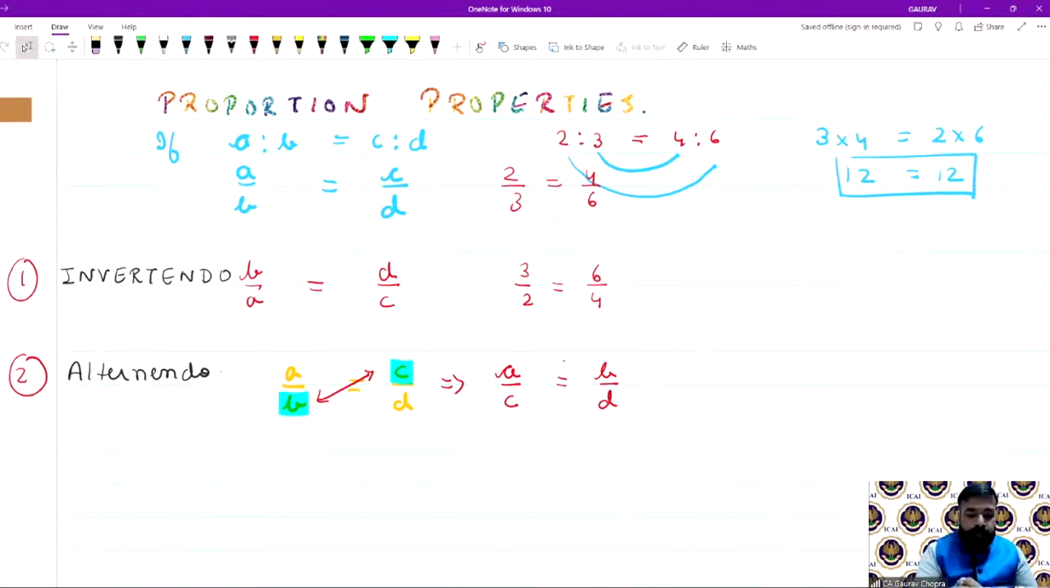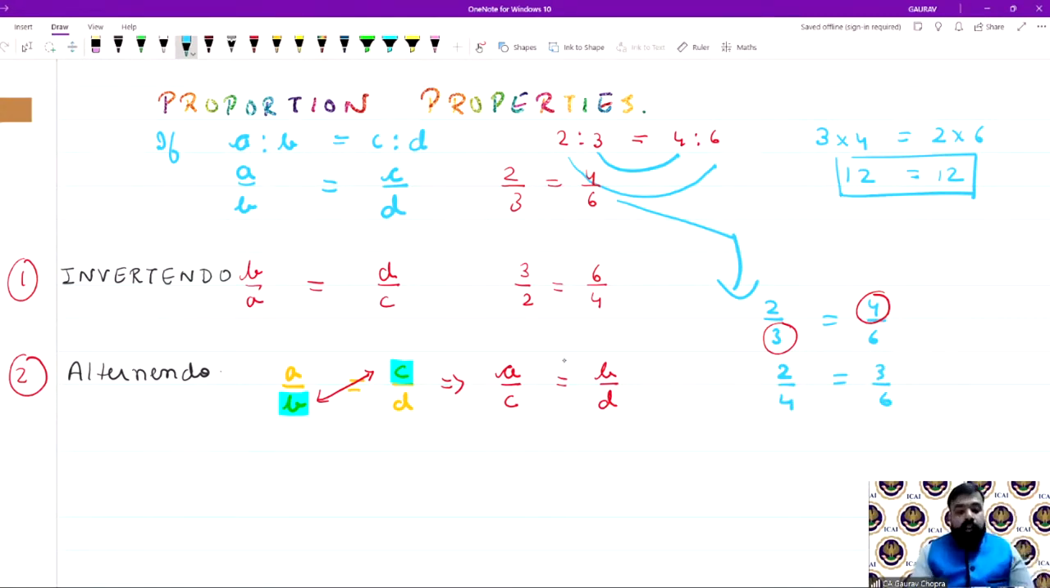So taking the same example here again, originally it was 2 by 3 and 4 is to 6. This was the original position. Now what we are doing? We are interchanging these two values. So after interchanging, it becomes 2 by 4 and 3 by 6. Now still they are equal because 2 by 4 is half and 3 by 6 is also half. So still they are equal. So this is known as alternando. All right. This is the second property. First was invertendo. Second is alternando.